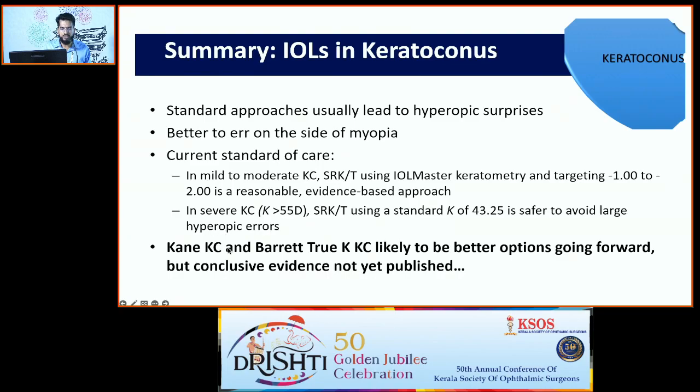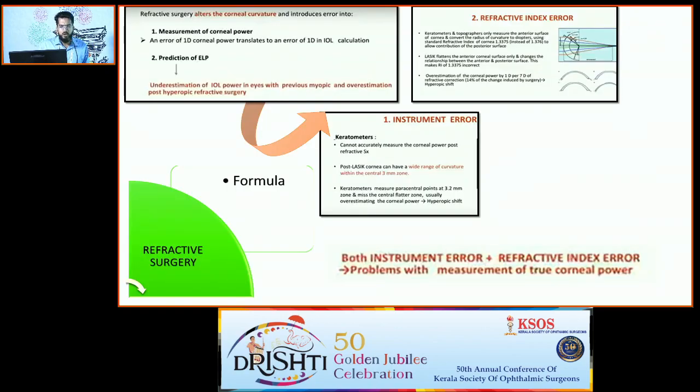And also now the Kane KC and Barrett 2 KC are all giving promising results, but it cannot yet be conclusively evidenced and is not yet confirmed. So what does refractive surgery have to do with the formula?